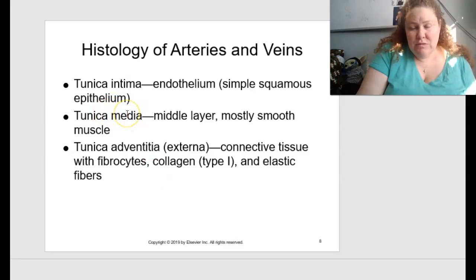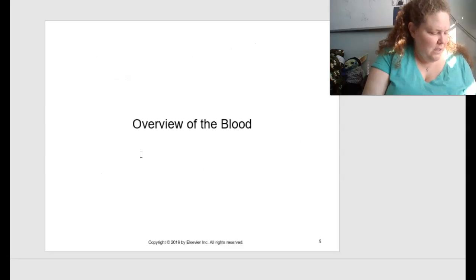Okay, media sounds like middle, medium, right? Media is the median of the road, right? Intima, that's the internal, right? And then the adventitia. So again, I always really stress root words because that's going to be what's going to help whenever you're stuck.